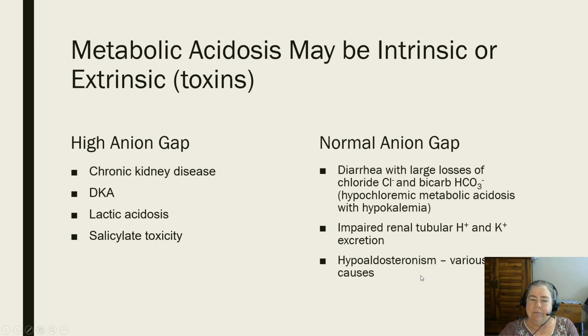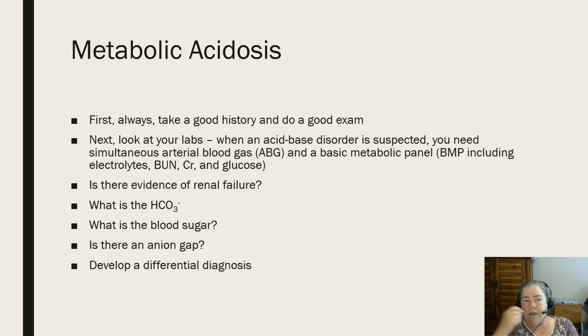And then sometimes, for various reasons, we don't make enough aldosterone, and that can cause a normal anion gap metabolic acidosis. So when you suspect metabolic acidosis, you always take a good history. You always do a good exam. In fact, whenever you see a patient, you take a good history and do a good exam.